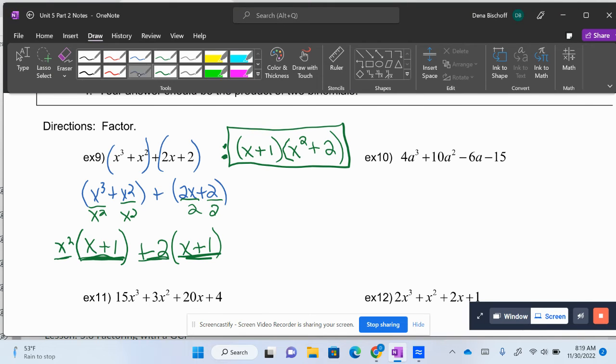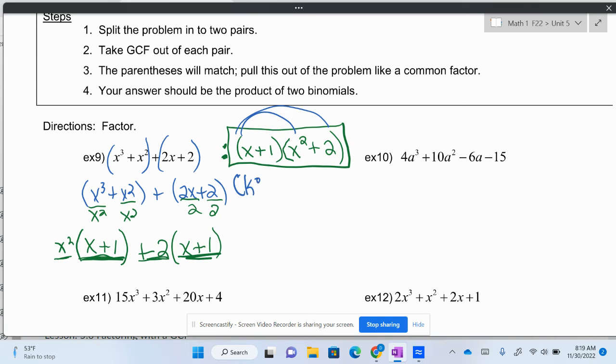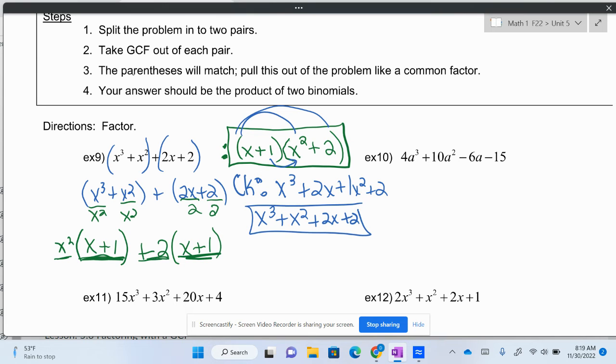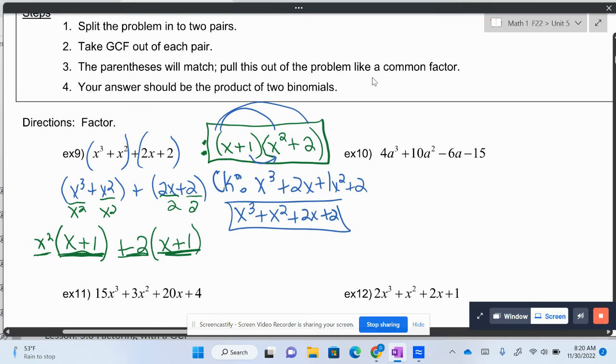So here's a way to check this. If I had used the FOIL method and re-multiplied those, you don't have to write this down, I just want to show you how to check. Let's see, x times x squared is x cubed. X times 2 is 2x. 1 times x squared is 1x squared. 1 times 2 is 2. So if I put these in order, x cubed plus x squared plus 2x plus 2, which is exactly what I started with. Okay? So if you think that you have it worked out and you're not really sure, you can always FOIL to check it.